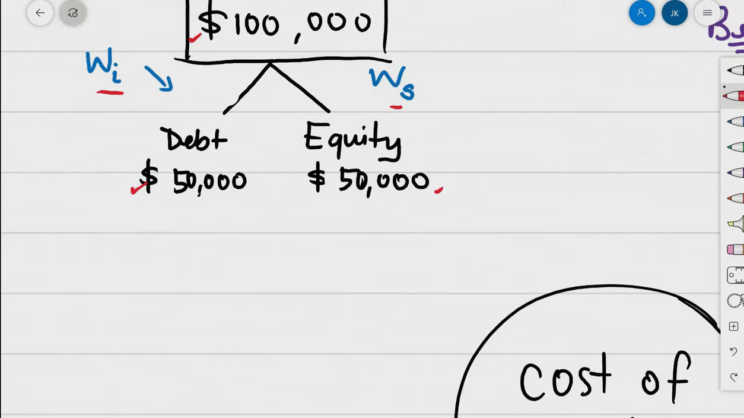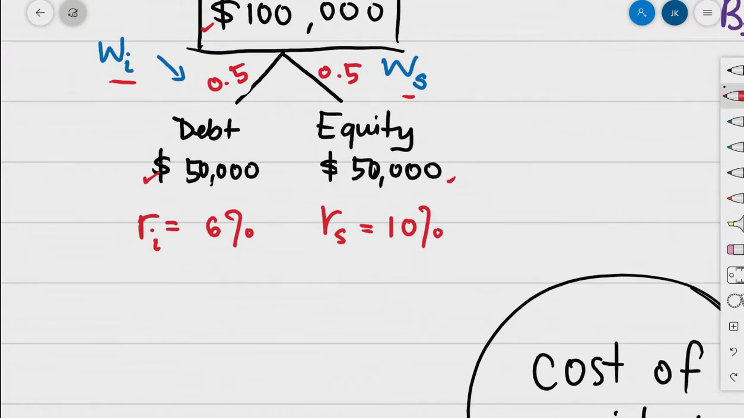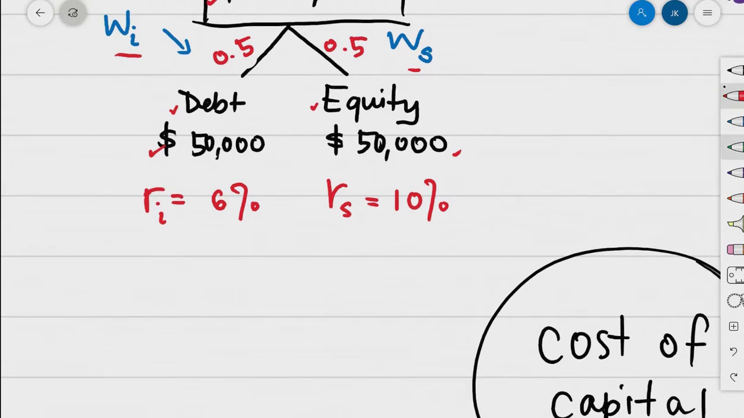So our proportion here would be 0.5 and this is 0.5. Let's say the after-tax cost of debt is given. After calculation, we got it at maybe 6%. And for the cost of equity, it's normally higher. Let's say it's 10%. So in order to get this 100,000, the company can go for this option or this option. In this case, they have a combination, half from debt, half from equity. If this is the case, what is the WACC?